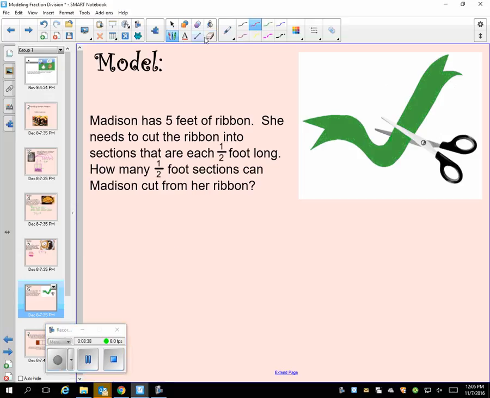Okay, I see that Madison starts with 5 feet of ribbon, and she needs to cut the ribbon into sections that are 1/2 foot long. How many 1/2 foot sections can Madison cut from her ribbon? So I want to think about what we're starting with here. She has 5 feet of ribbon, so I'm going to draw a ribbon.